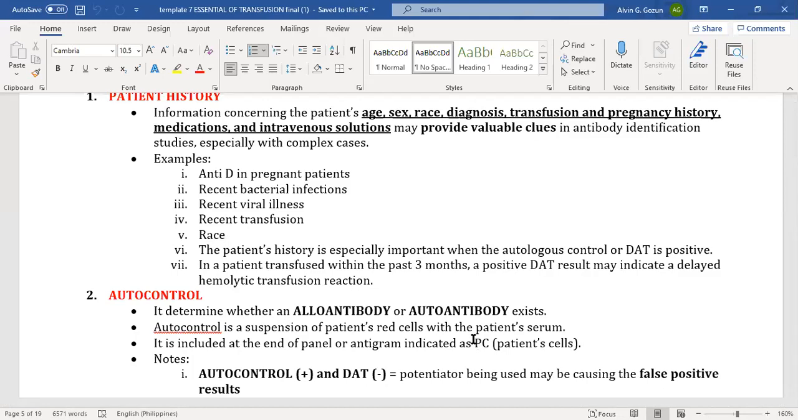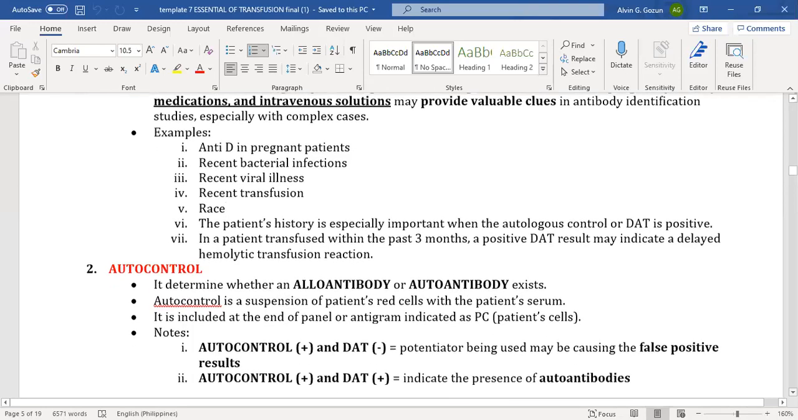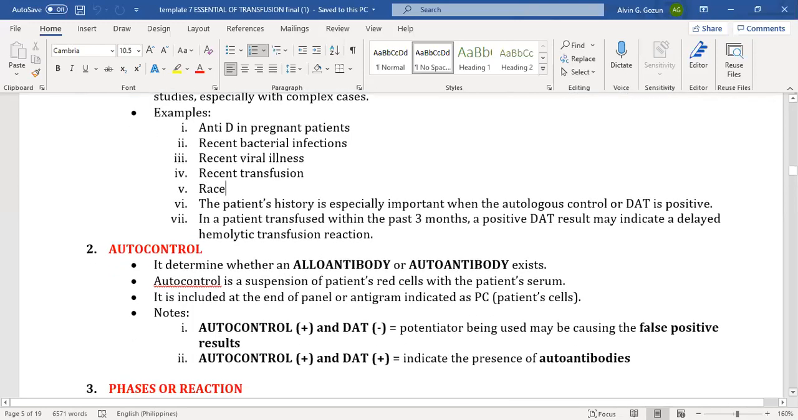Okay, so notes, ito yung kailangan tandaan. When autocontrol is positive and direct antiglobulin test is negative, potentiator being used may be causing the false positive result. But when autocontrol is positive and DAT is positive, it indicates the presence of autoantibodies. So tatandaan nyo na dapat pareho si autocontrol and DAT. Pero dun sa panel na pinakita ko sa inyo, wala namang DAT testing dun, di ba? Di ba? Wala, hindi ginawa yung DAT. So ito lang kailangan tandaan.